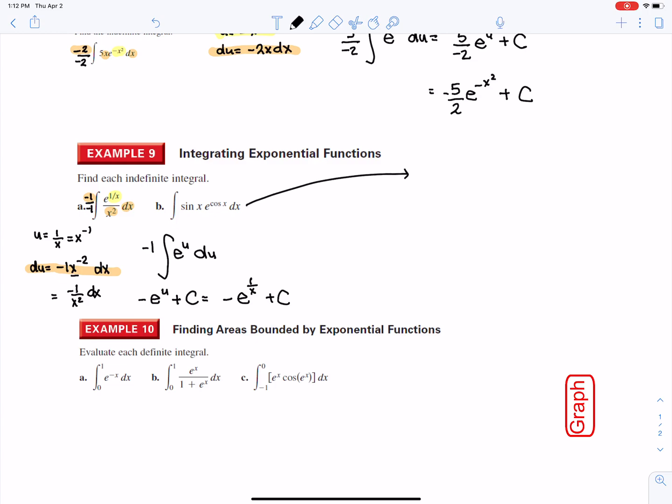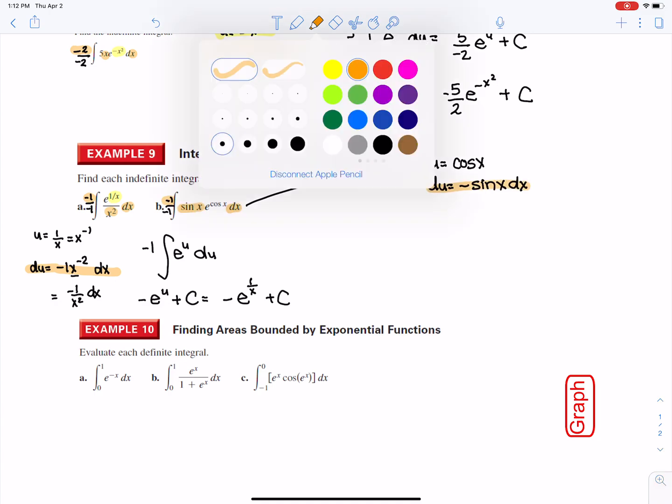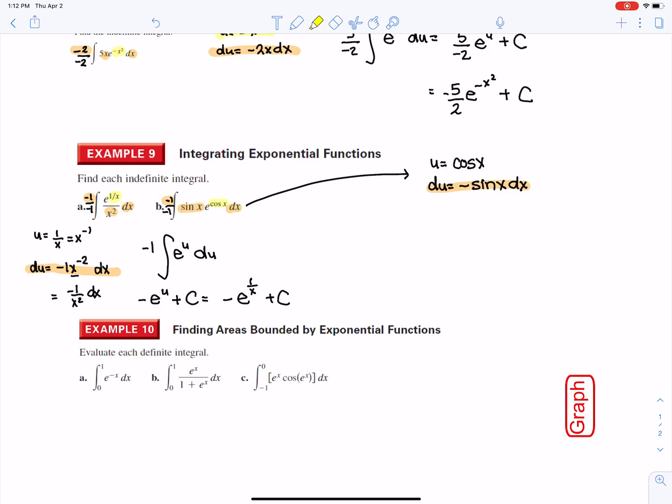For part B, hopefully you can see it's kind of obvious what your substitution will be. There's a sine x on the outside, but the e and the cos are kind of mixed together, so there's a composition happening. I let u equal the exponent, which is cosine x. My derivative sits on the base, which is minus sine x dx. I'm missing a minus 1, so I'm going to introduce the minus 1 on top and bottom. Minus 1 sine x dx becomes my du, and my cos x becomes my u.